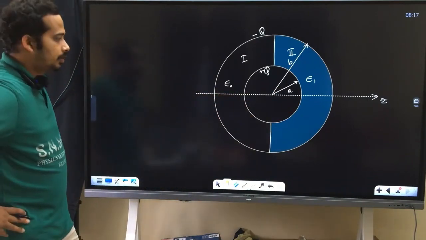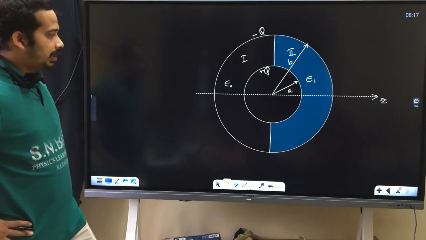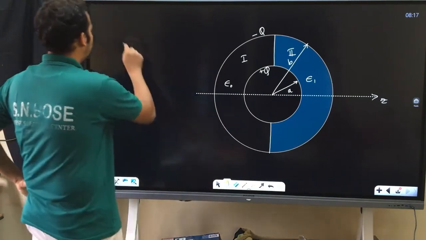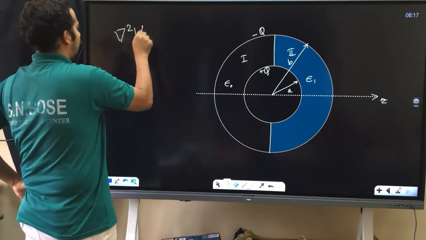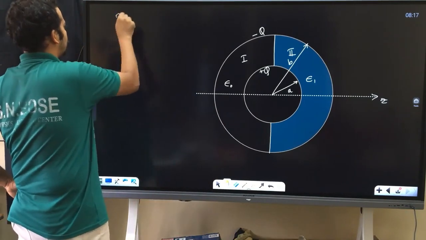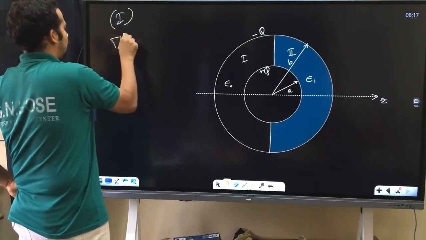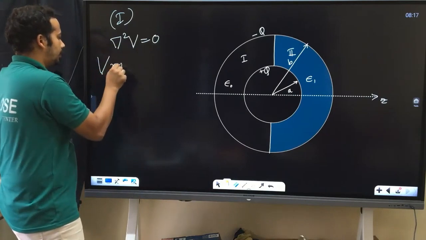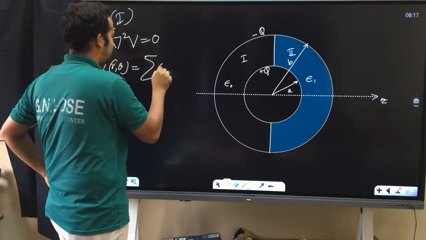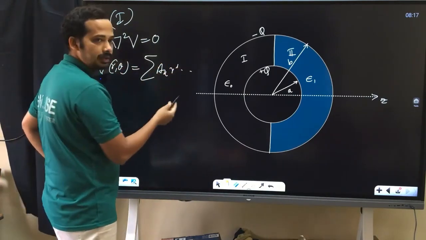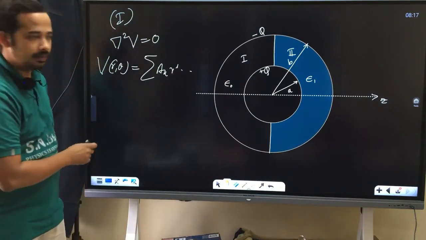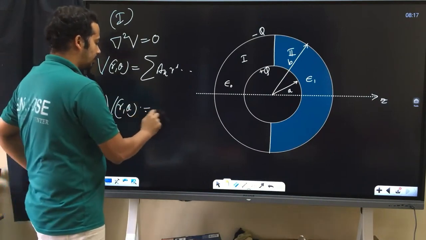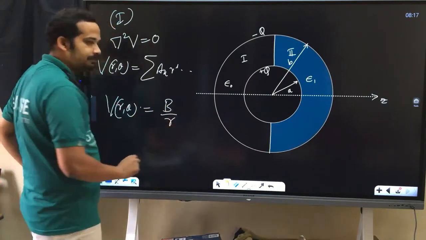One of the authors did it like that. Potential has azimuthal symmetry. That's why he proved, using del square V equal to 0 in region 1. It has azimuthal symmetry. He took V of r comma theta equal to summation over l of A_l r power l plus B_l by r power l plus 1 and all. He proved this potential is some B by r.